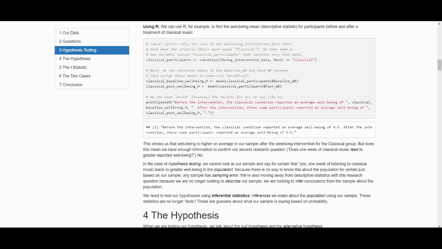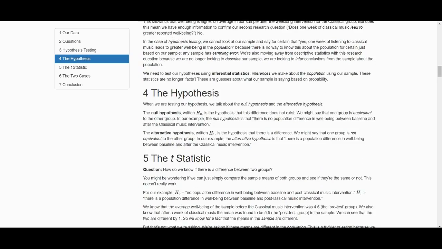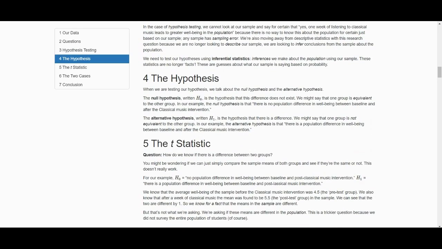Well, we don't know that yet. We don't have enough information. In the case of hypothesis testing, we can't look at our sample and say for certain that, yes, 1 week of listening to classical music leads to greater well-being in the population. We can't do this for certain, because there's no way to know about the population for certain just based on our sample. Any sample has sampling error.